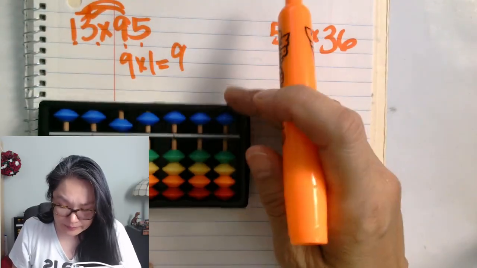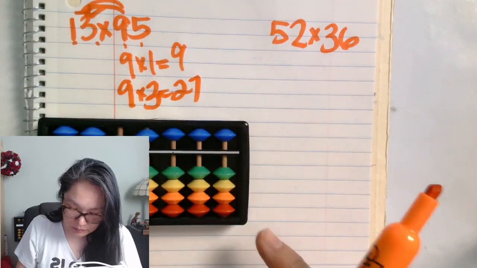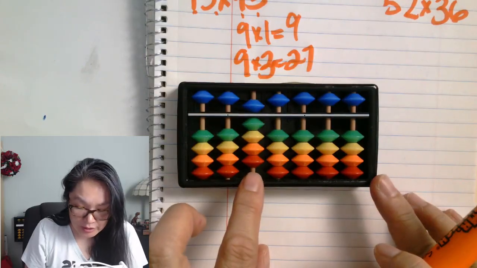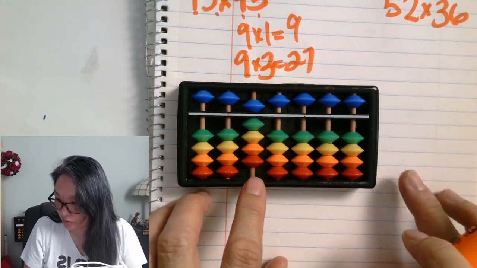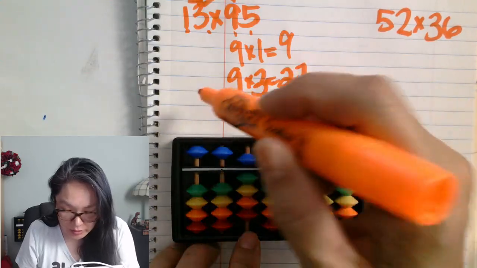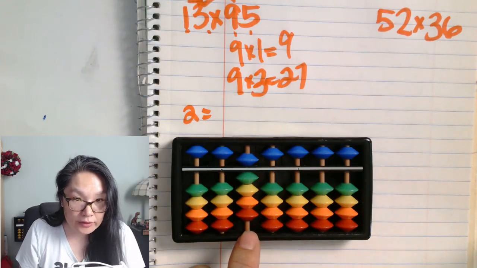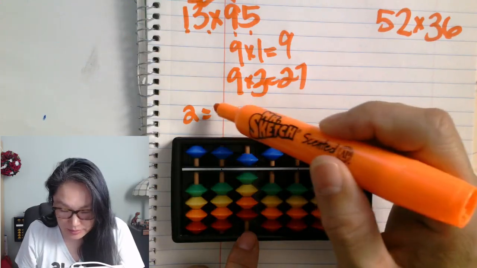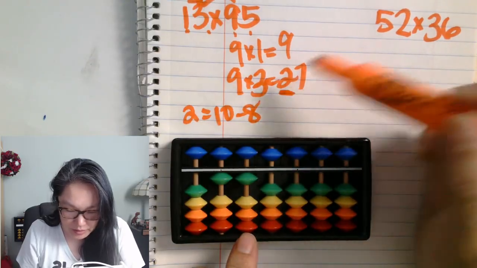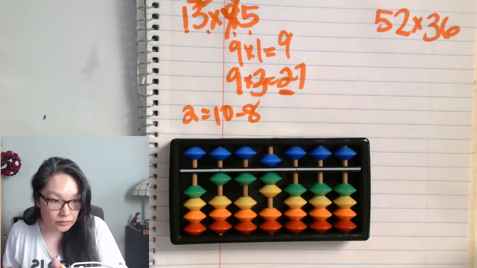9 times 3 is 27. I add, oh, you can't see it. Sorry. Add 2. I had 7. I add 2. There's not enough beads to add the 2. What do? Plus the 2. Can I add a 5? No, I cannot add a 5. So the next one is, can I add a 10? Yes. Plus the 10 minus the 8. That's the 2. Now I add the 7. Now I'm done with 9. Exactly.